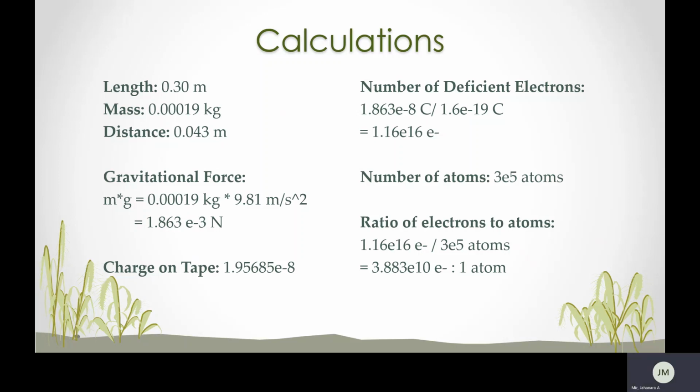For the number of atoms, we took the area of the tape and divided by the area of an atom. Lastly, we found the ratio of electrons to atoms, which is basically the number of electrons we found divided by the total atoms, which for me was 3.88 e to the 10th per one atom.